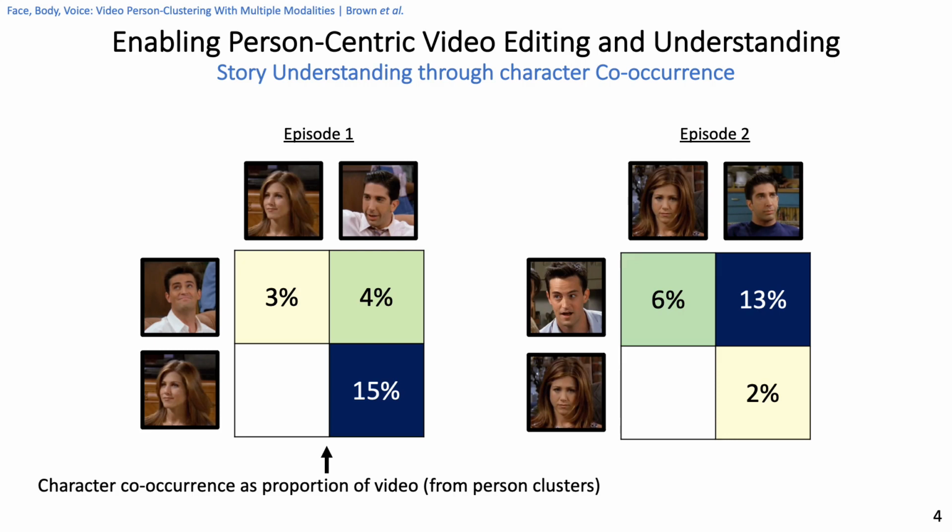The person clusters can tell us the proportion of the total videos that pairs of characters co-occur in, shown in these matrices. This gives us a basic idea of the storyline by telling us which characters' interactions are given the most screen time in that particular episode. This is interesting when contrasted across multiple episodes, as shown here, which gives us an idea of how the storyline changes.